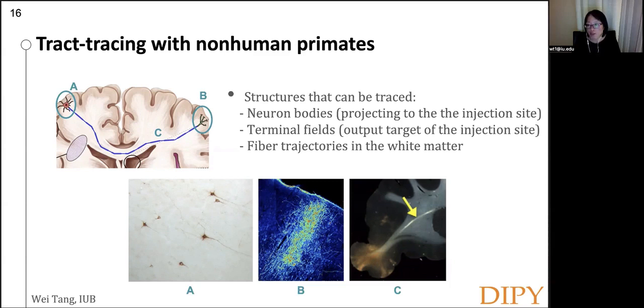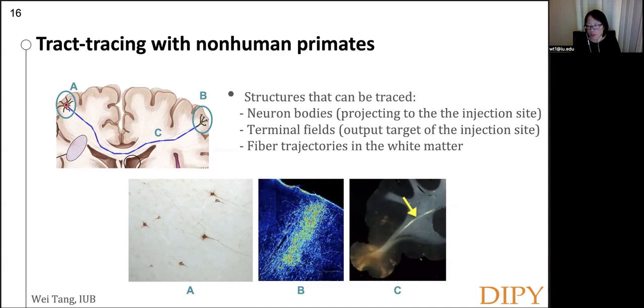The second type of labeling is the terminal fields. These are the destinations of tracers that traveled downstream or anterogradely from the injection site. The terminal fields indicate to which brain areas the neurons from the injection site project.